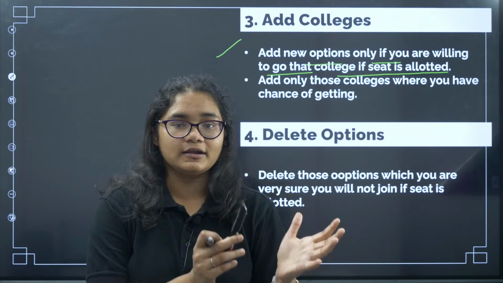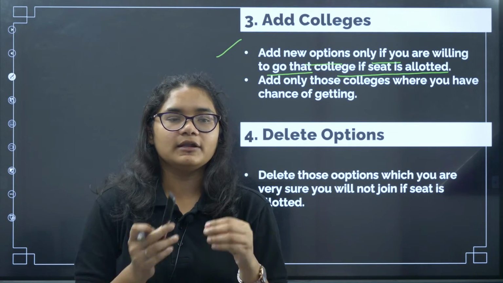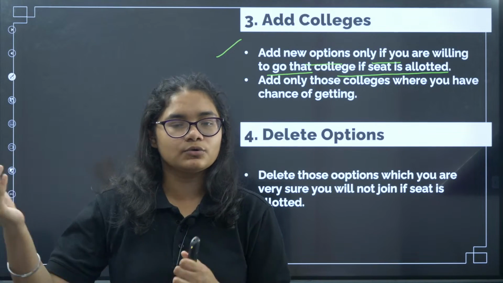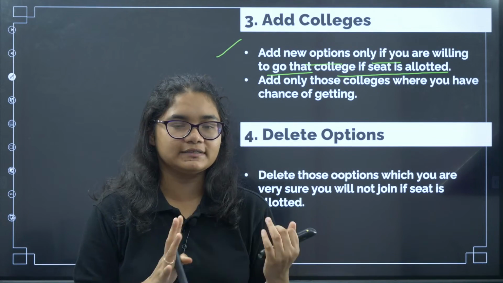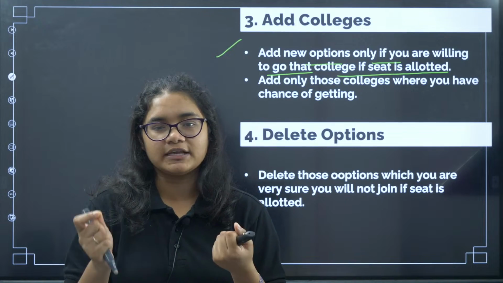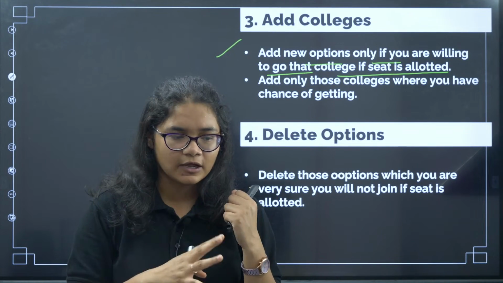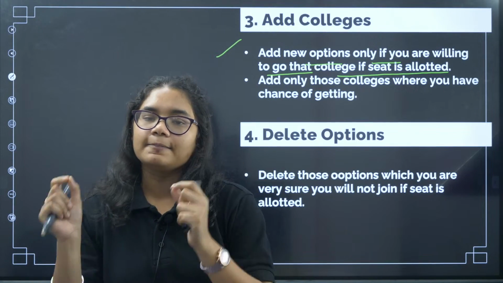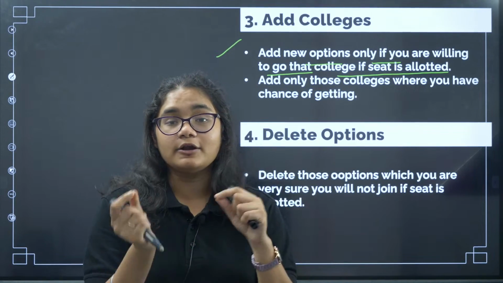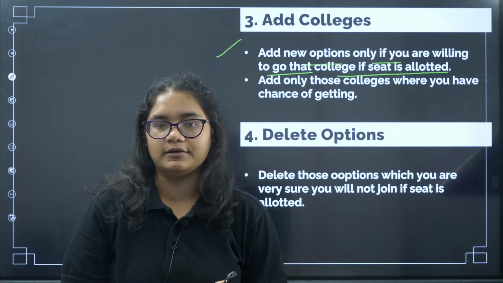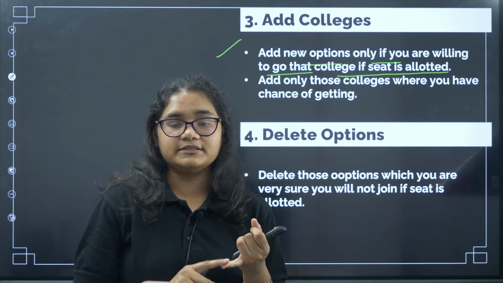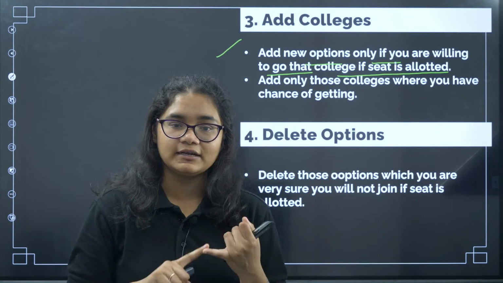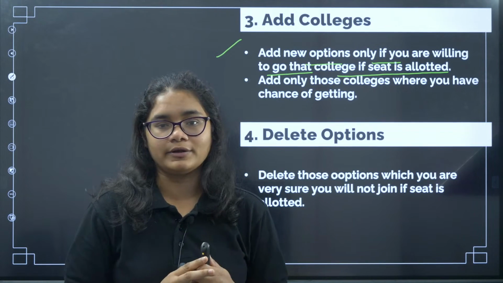That college's cutoff and your rank are matching, but you are someone who is not interested to go to Mysore for study. For example, you are not interested to change your location, or there is some other reason, you are not interested in that particular college. Then you need not add that in the option entry. So only add those colleges where you are 100% interested to join if you are allotted a seat.